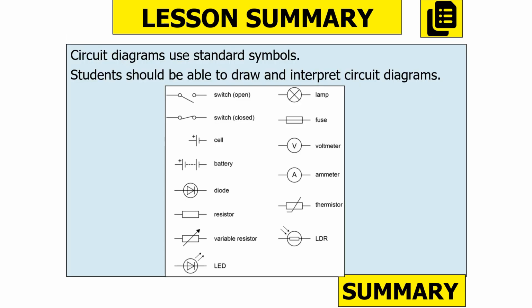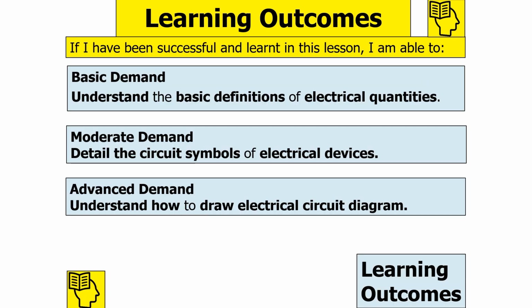So to summarise what we've learned in today's lesson, you should be able to understand circuit symbols, use standard symbols, and then you should be able to draw and interpret circuit diagrams with our following symbols. So if we've been successful and we've learnt in today's lesson, we should be able to understand the basic definitions of electrical quantities, detail the circuit symbols of electrical devices, and understand how to draw an electrical circuit diagram.